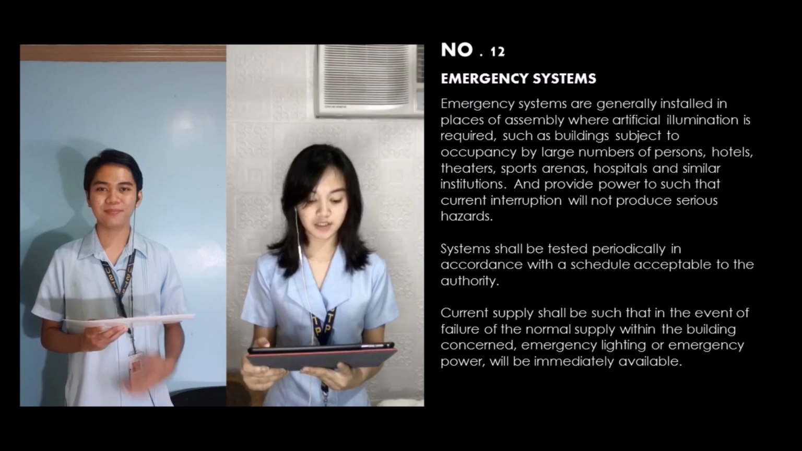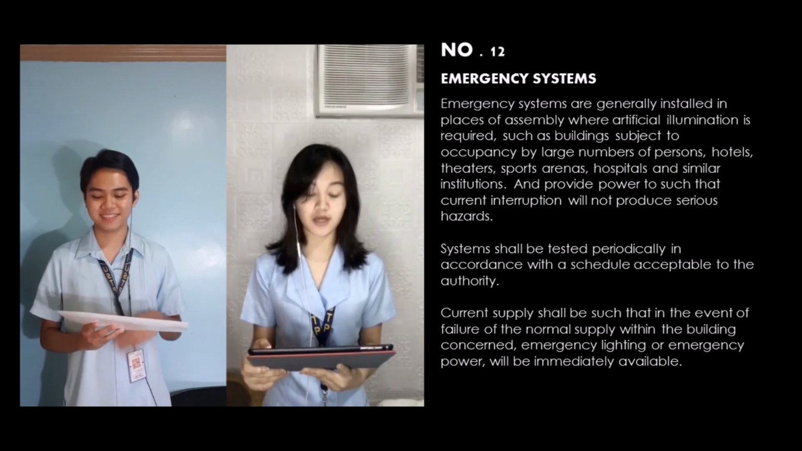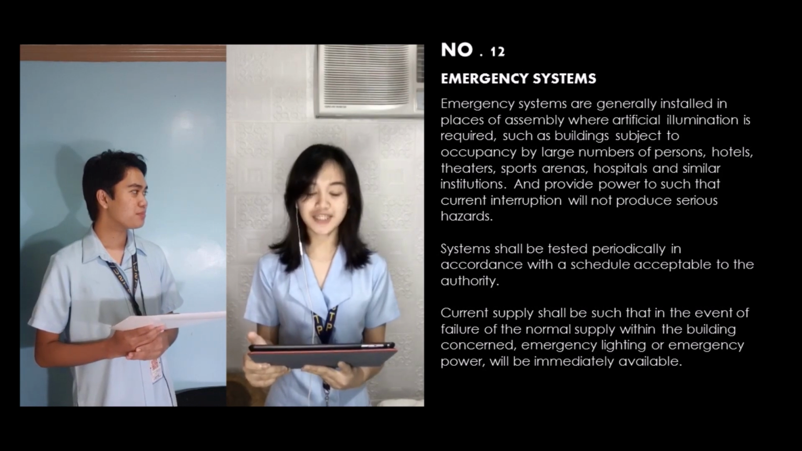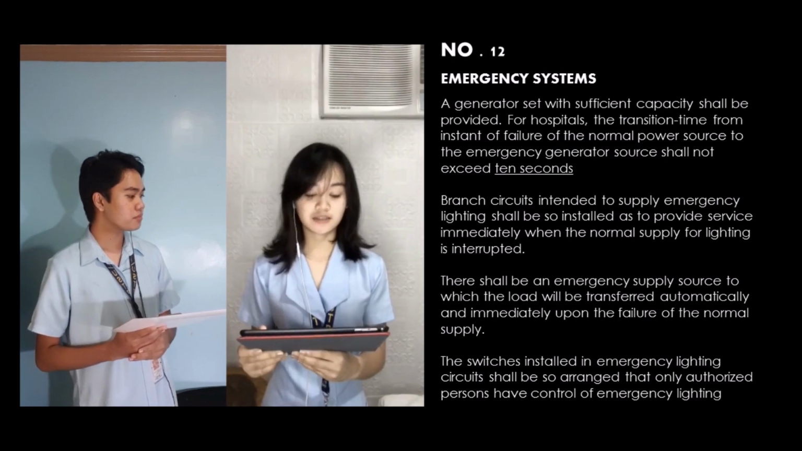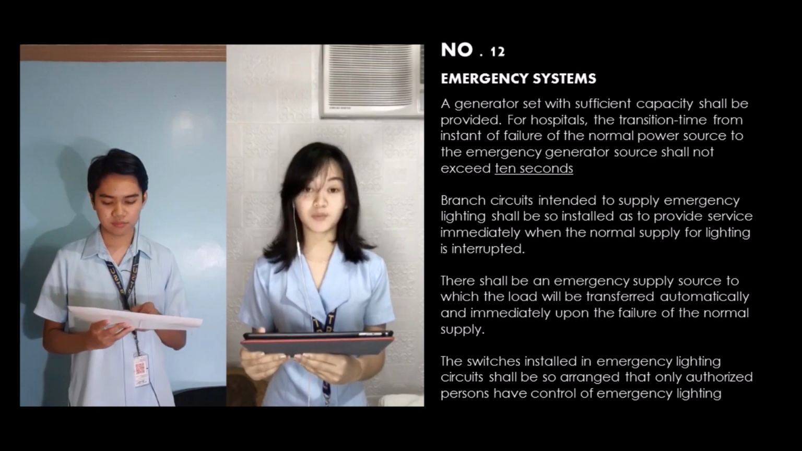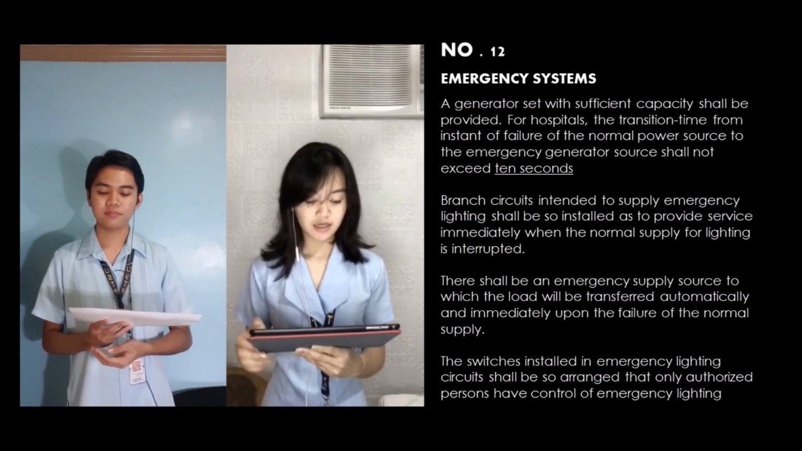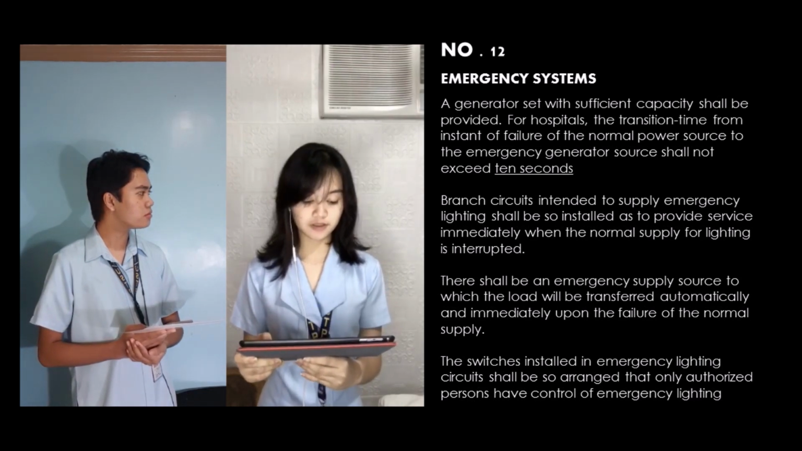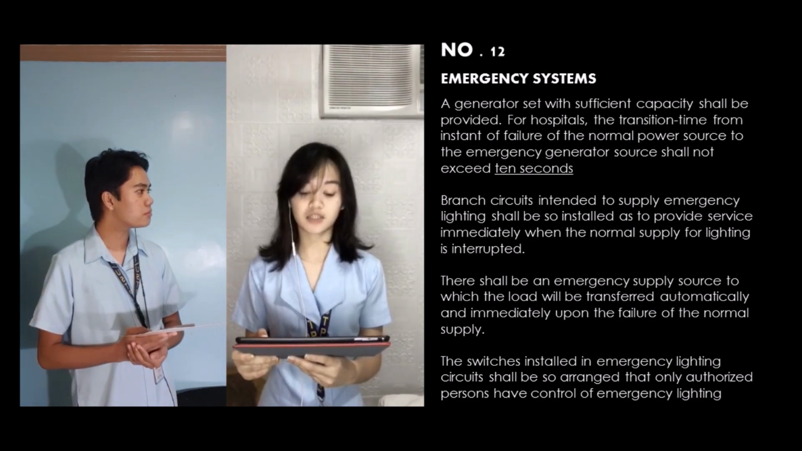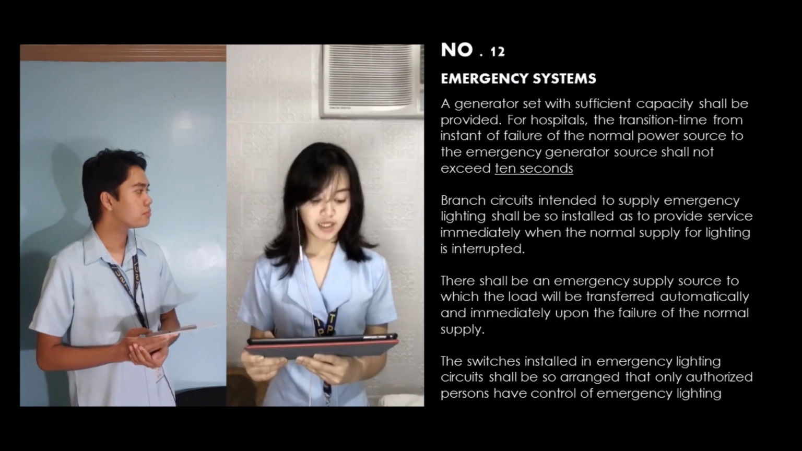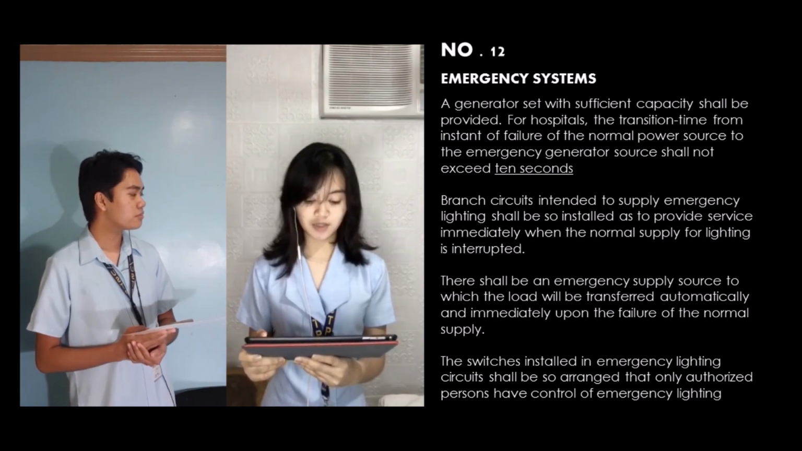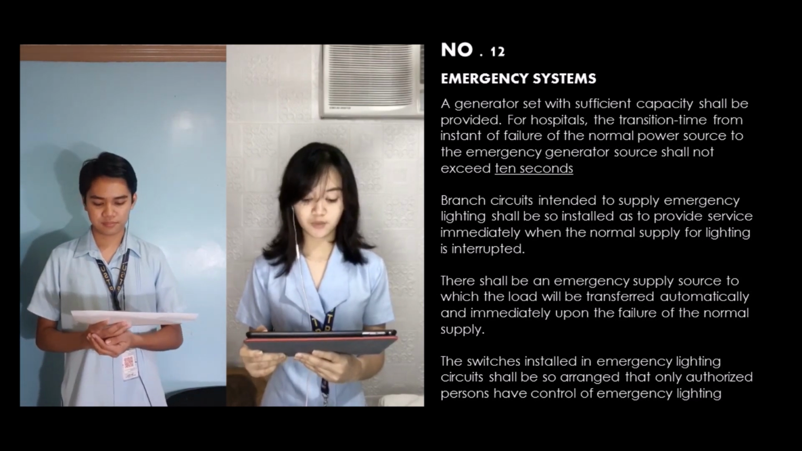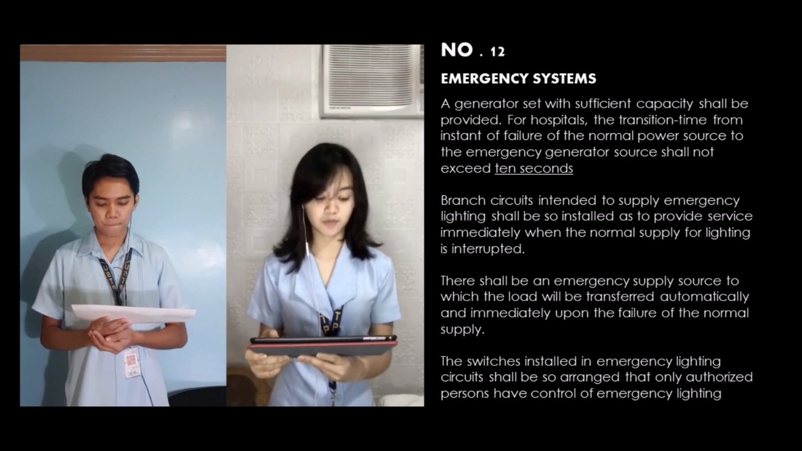Current supply shall be such that in the event of failure of the normal supply within the building concerned, emergency lighting and emergency power will be immediately available. A generator set with sufficient capacity will be provided. For hospitals, the transition time from the instant of failure of the normal power source to the emergency generator source shall not exceed 10 seconds. Branch circuits intended to supply emergency lighting shall be installed so as to provide service immediately when the normal supply of lighting is interrupted.